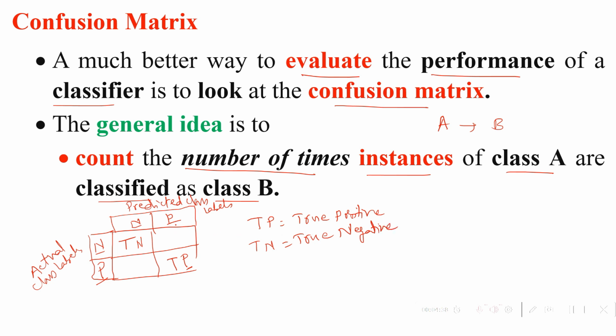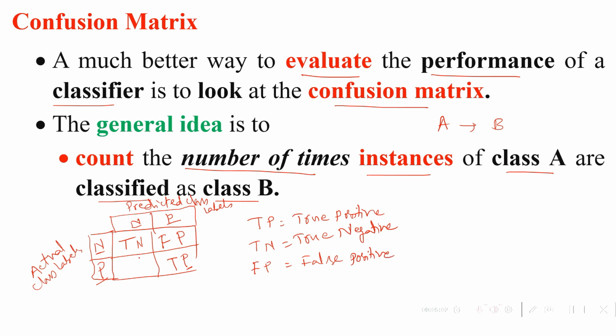In this column we predict the value as positive, but the actual class label is negative. That means the actual class label is negative and the predicted value is P, so the prediction is false. That is a false positive. FP equals false positive.